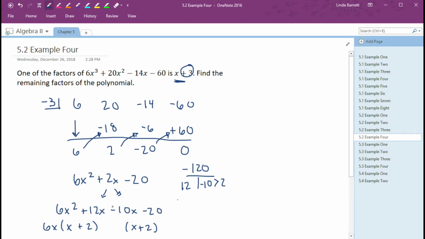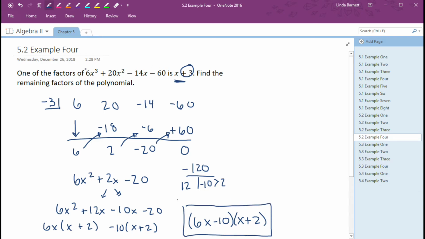What can I pull out of both of these terms to get to x plus 2? And that's a negative 10. So my two terms are going to be 6x minus 10 is one of the factors, and the other factor is x plus 2. These are the remaining factors of this 6x cubed plus 20x squared minus 14x minus 60.